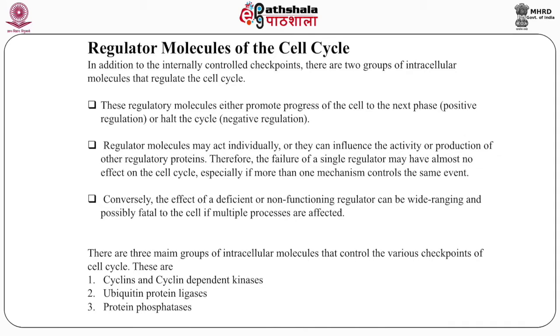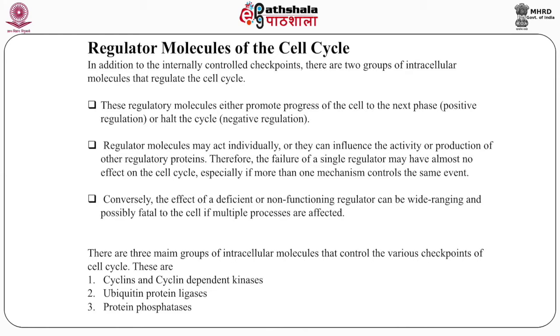Now, regulator molecules may act individually or they can influence the activity or promotion of other regulatory proteins. Therefore, the failure of a single regulator may have almost no effect on the cell cycle, especially if more than one mechanism controls the same event. So, depending on the requirement or the conditions of that particular cell cycle, it is decided whether removing a growth factor or hormone is going to affect the cell cycle or not.